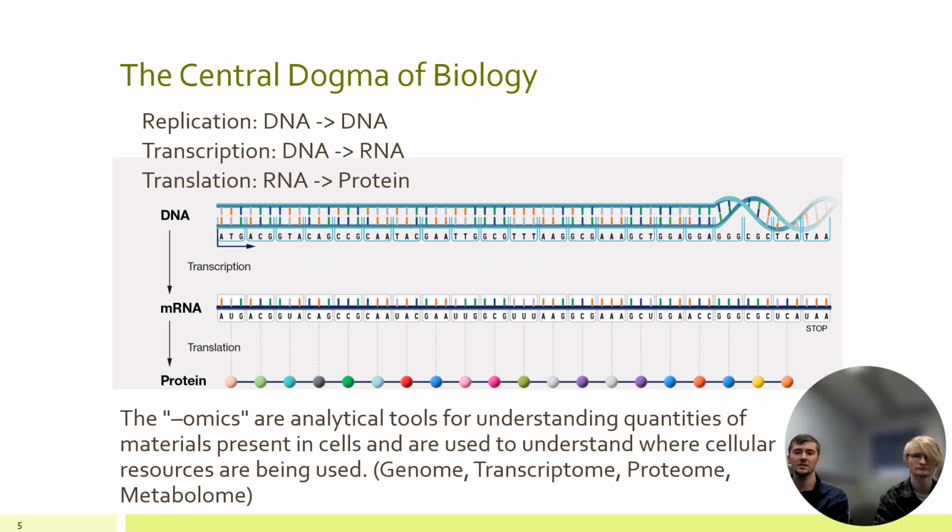The genome is a collection of all genetic information in the organism. The transcriptome is the complete collection of RNAs in a cell at a given time. The proteome is a collection of proteins in a cell at a given time, and the metabolome is a collection of the small molecule chemicals called metabolites present in the cell at a given time. Metabolites include chemicals like amino acids, nucleic acids, fatty acids, sugars, vitamins, and cofactors.